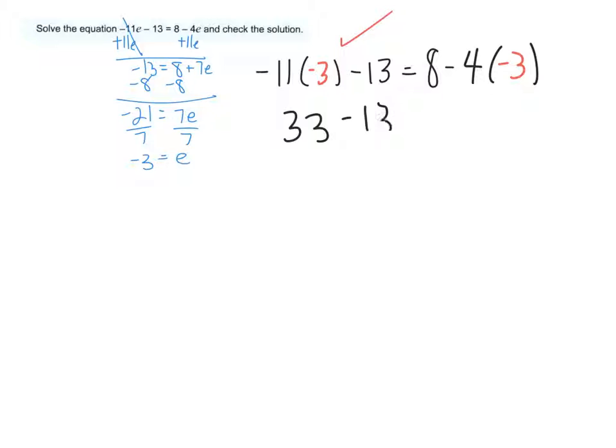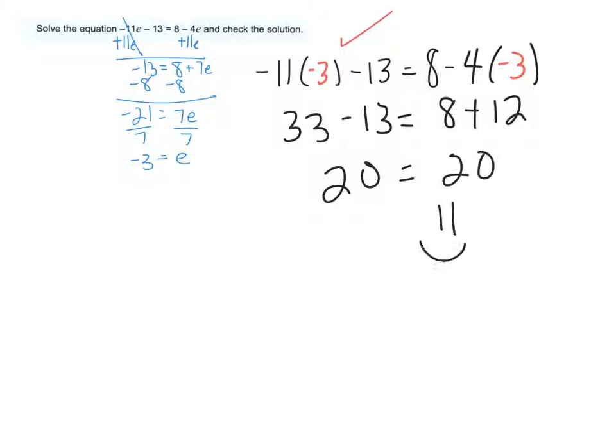33 minus 13, I hope, equals 8. Negative times negative is positive, so plus 12. 33 minus 13 is 20, and 8 plus 12 is also 20. So my check step is good, and my answer is negative 3.